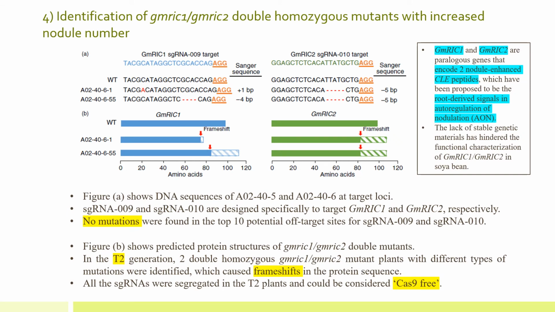Identification of double homozygous mutant with increased nodule number. Genes RIC1 and RIC2 are parallel genes that encode two nodule-enhanced CLE peptides, which have been proposed to be the root-derived signal in autoregulation of nodulation.